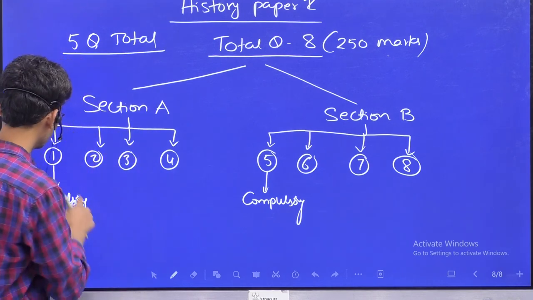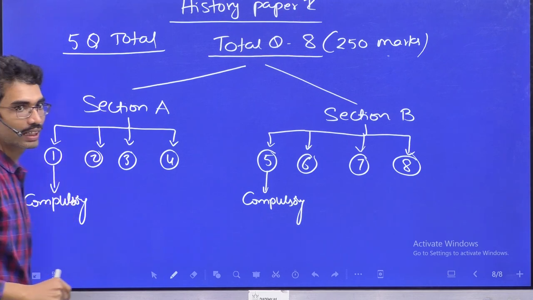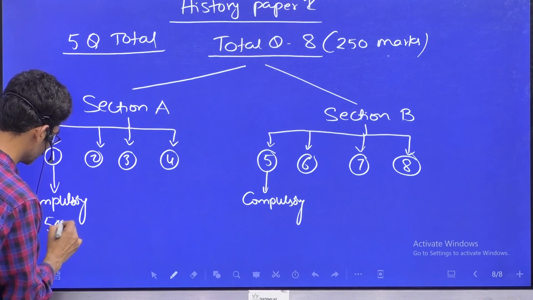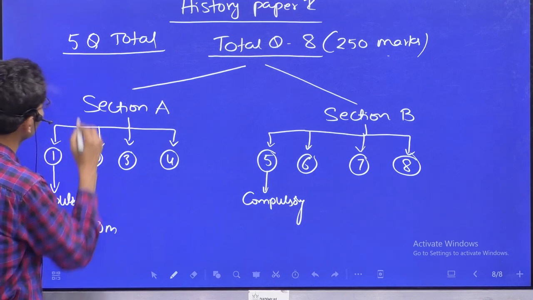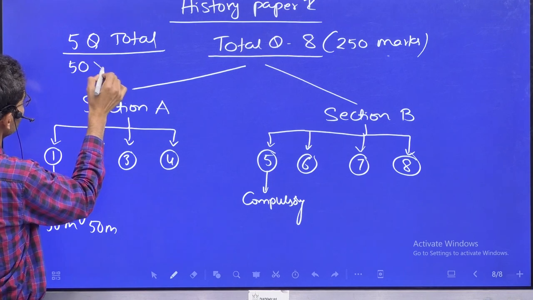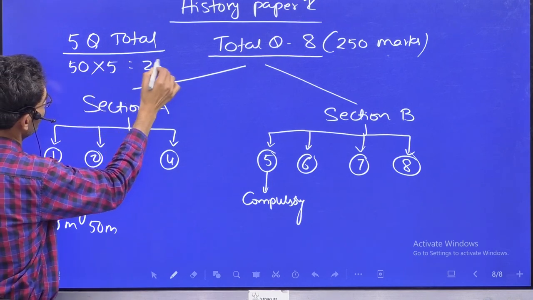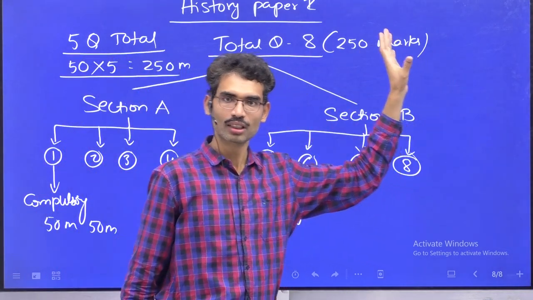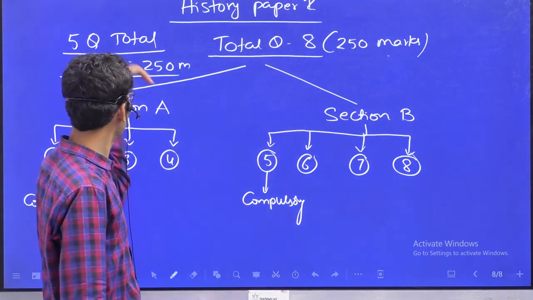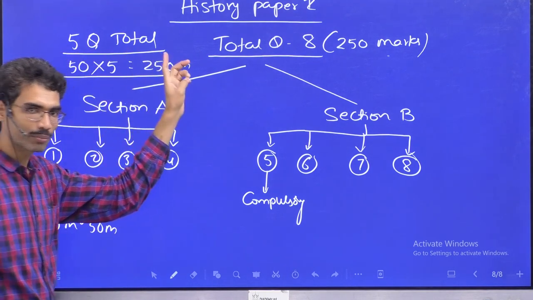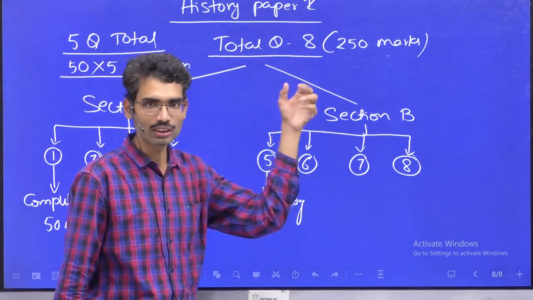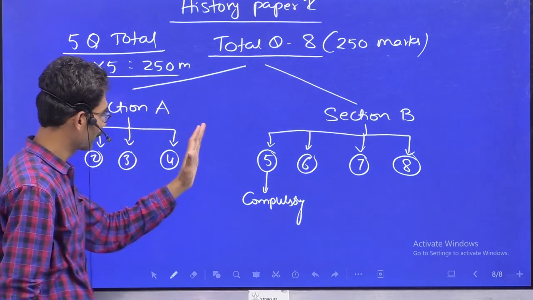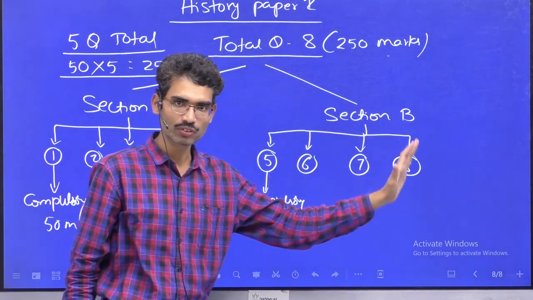5 questions in total, because each question is of 50 marks. So each question, 50 marks into 5 questions, total 250 marks. The paper is for 250 marks. You have to select 5 questions. Every question carries 50 marks. 5 into 50, 250. And out of it again, section A, 4, section B, 4.